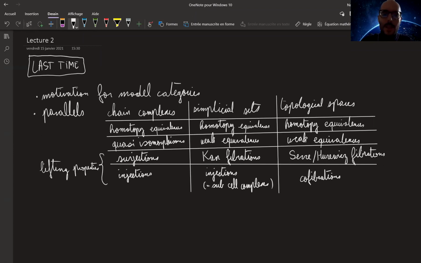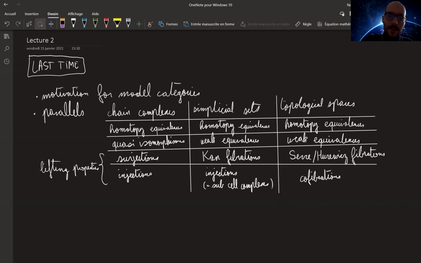So last time I mostly gave some motivation for model categories, and I explained some of the parallels between chain complexes, simplicial sets, and topological spaces. Right, so in all of the cases, we wanted to deal with homotopy equivalences, which are some kind of strong equivalences. And then they are too complicated to handle, so we had to replace them by weaker equivalences, which were quasi-isomorphisms, weak equivalences, and weak equivalences. They are both called like that in the two categories.